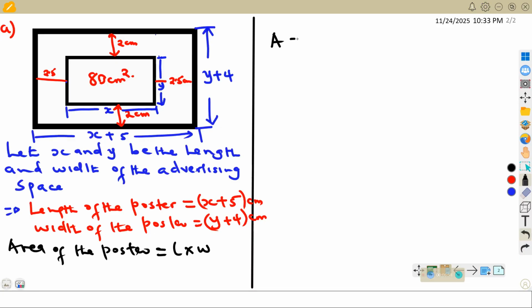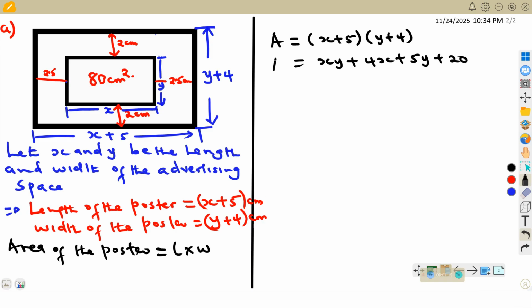So area is the same as length times width. Length is x plus 5. Width is y plus 4. Of course, centimeters squared. So this will be the same as xy plus 4x plus 5y, then plus 20. So this will be the area of the poster.